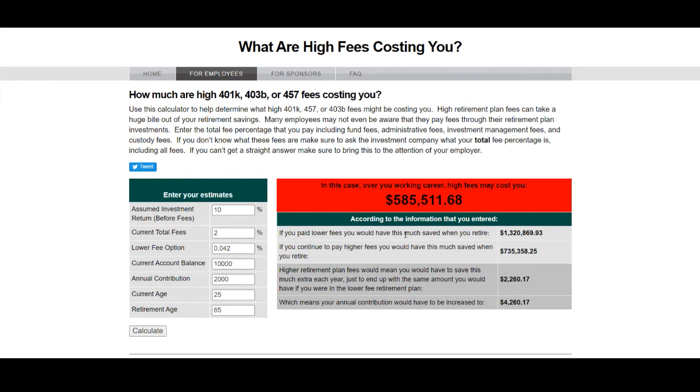You have to look at the fees on the funds that you're investing in. So this government or military member, because of how low the fees are on that TSP plan, is going to save $585,000 over the course of your life by investing in the TSP instead of something that costs 2% a year. It's just astronomical. Okay, so the main thing here is to look into the fees on the funds that you're putting your money into, because it could be costing you a lot of money.